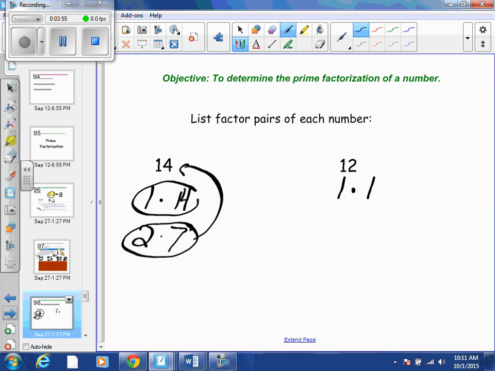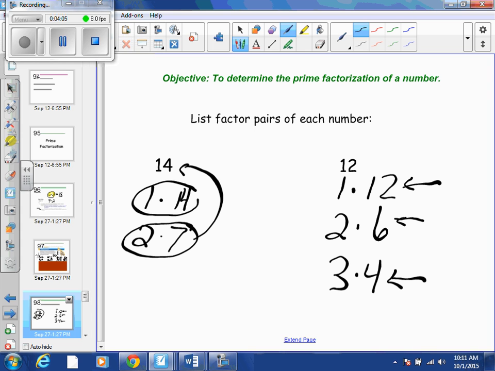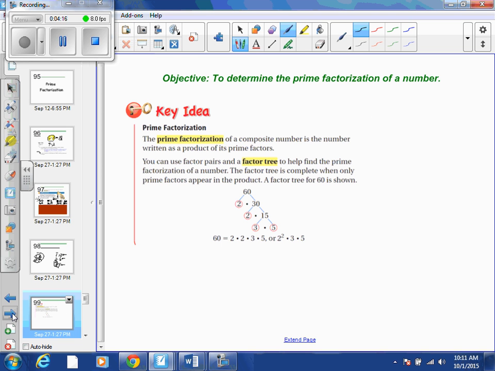12. I know I can multiply 1 and 12. I know I can multiply 2 and 6. 2 and 6 are a factor pair. 1 and 12 are a factor pair. And 3 and 4 is a factor pair of 12. I can say 3 by itself is a factor of 12, but I can only say it's a pair if I also include the 4.